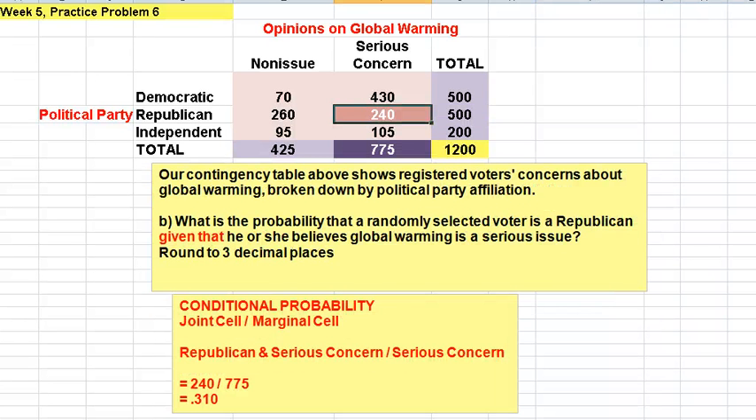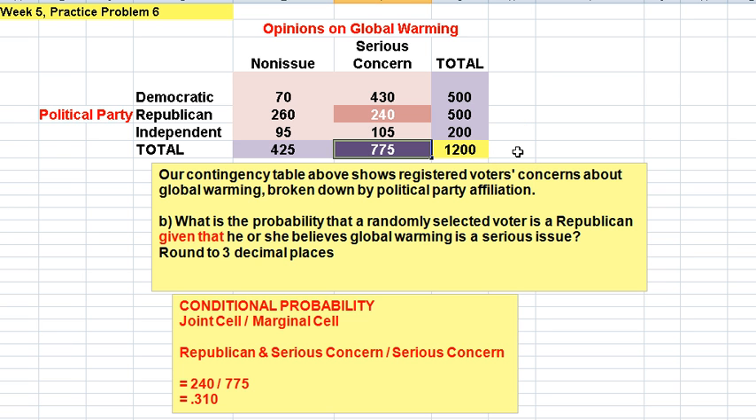Now let's look at our second problem. What is the probability that a randomly selected voter is a Republican given that he or she believes global warming is a serious issue? The words "given that" indicate that we would use conditional probability. They are pushing us towards the marginal value for global warming is a serious issue. We go to the column that indicates serious concern, and we go down to the marginal value, that is 775.